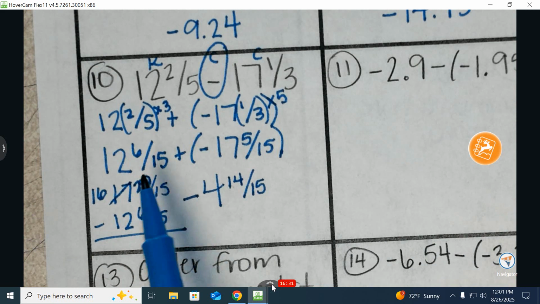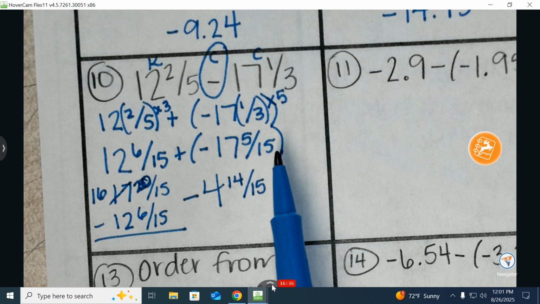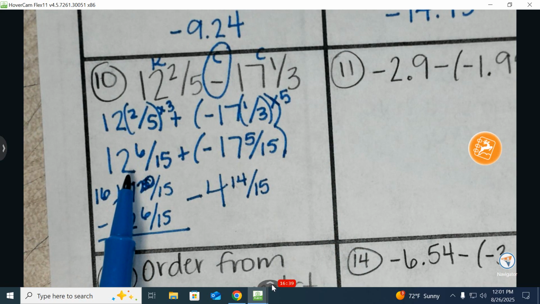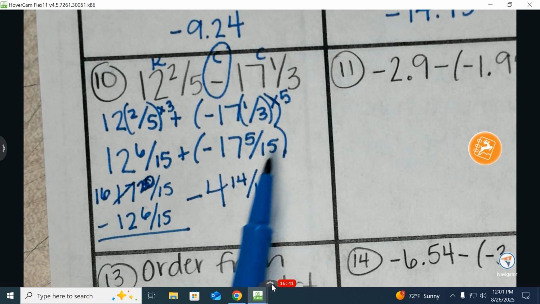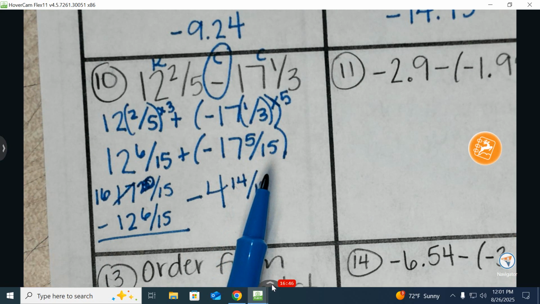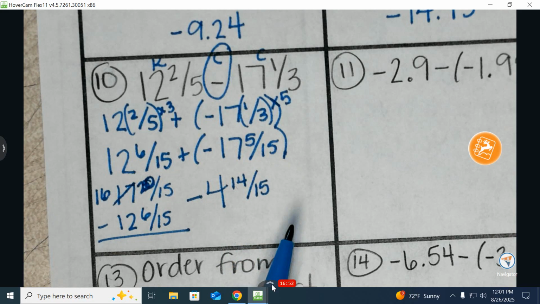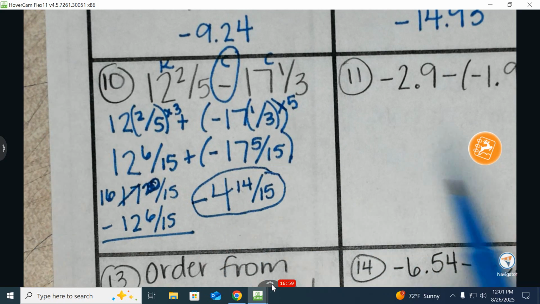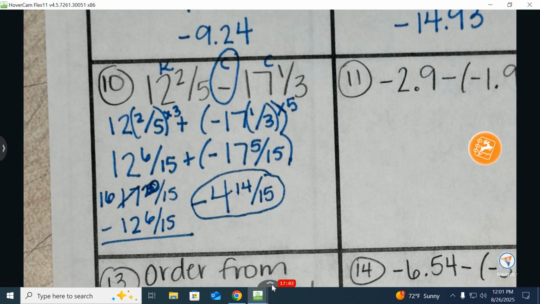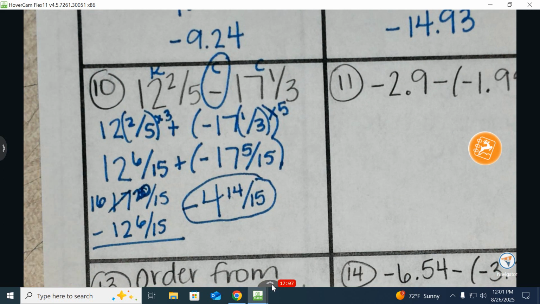You could have also changed these to improper fractions and then subtracted it. This one would have been 186/15, and this one would have been negative 260/15. And then when you subtracted 260 from 186, you would have gotten negative 74/15, which would still equal negative 4 and 14/15. So either method would work. This just dealt with smaller numbers. So if you can see this method, this one's easier.